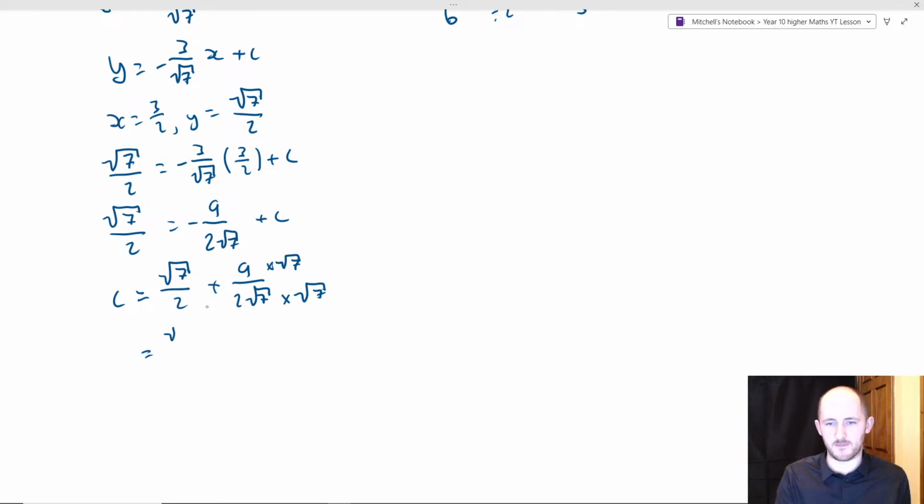So we get root 7 over 2 plus... So that becomes 9 root 7. And the bottom, root 7 times root 7 makes 7. So we get 2 times 7, which is 14. Okay. So we're going to times the top and bottom of this fraction by 7. And we're going to get 7 root 7.